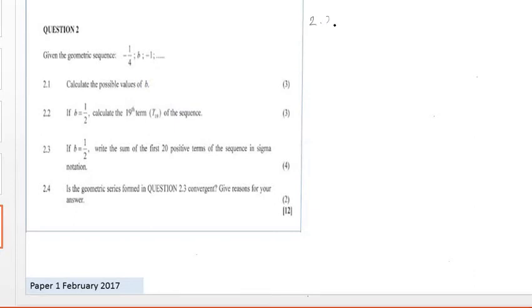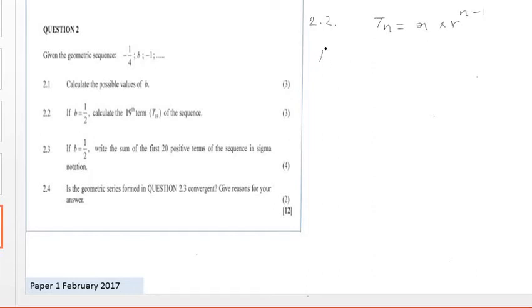Question 2.2. Let's say if b is equal to half, calculate the 19th term, which is symbolized by t19, of the sequence. So the value of b is half. So here we are going to get the common ratio. We can first write down the formula for Tn. We know that Tn is equal to A multiplied by the common ratio to the power of n minus 1.